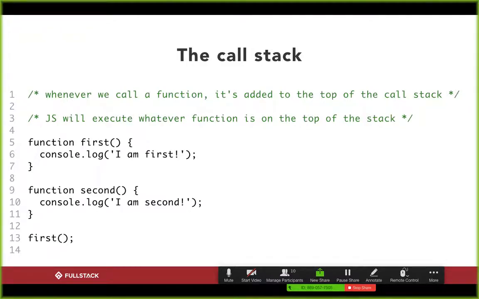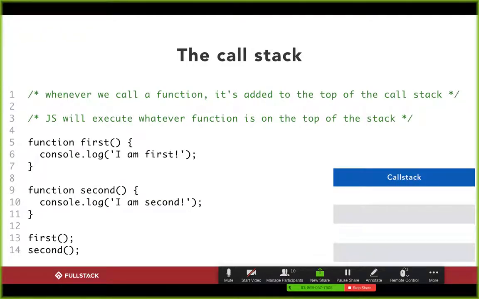what that looks like from a graphical perspective is, if we look at this code on this page, we have a function called first that console logs out "I'm first." We have a function called second that console logs out "I'm second." On line 13, we reach this line called first, and we execute that function. When we do that, we essentially add the first function to our call stack.